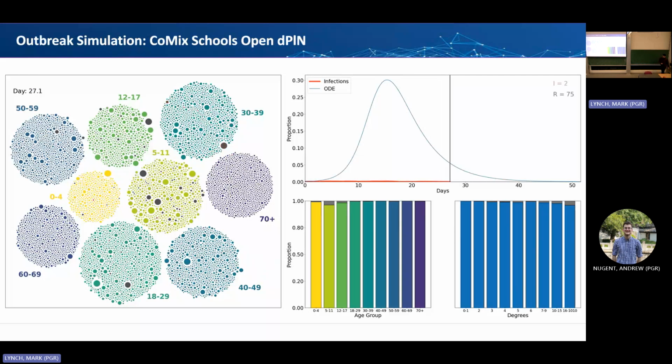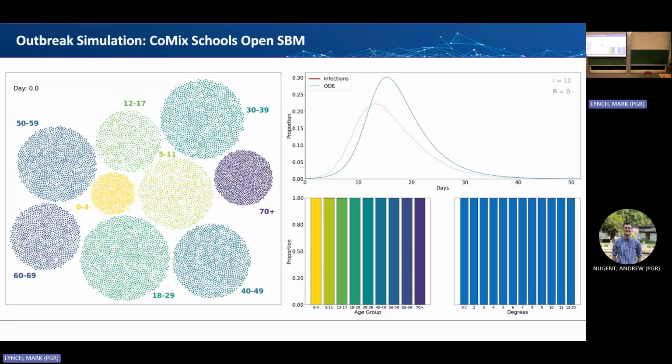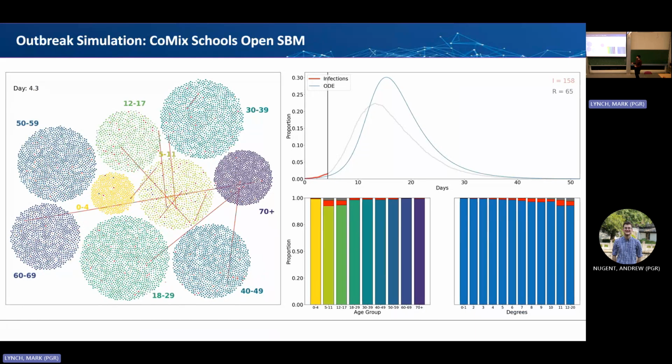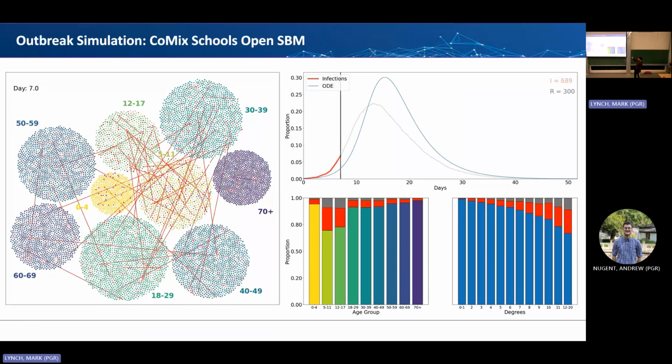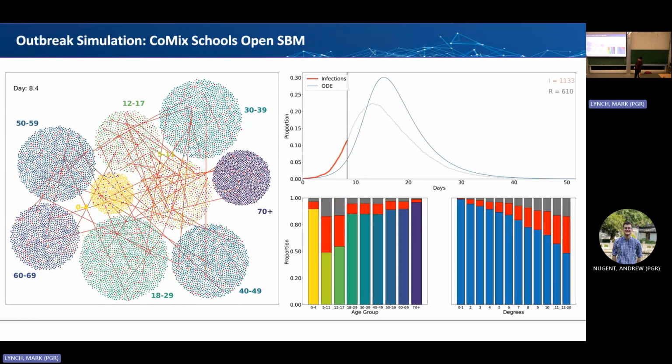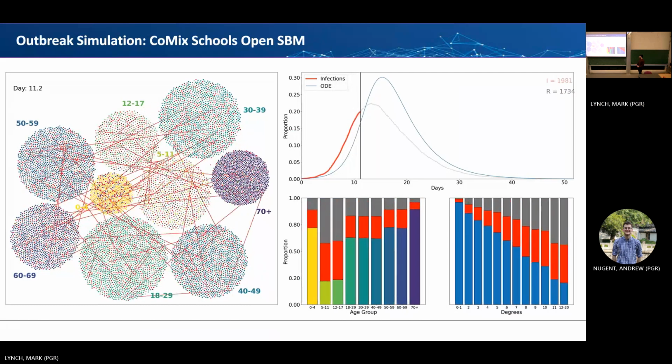Whereas if we go to the stochastic block model, it makes something closer to what we'd expect, where we don't have anybody who's really connected, but everybody's quite connected, and it's much easier to spread disease. So with the same early growth rate, this is what an outbreak in the stochastic block model looks like.